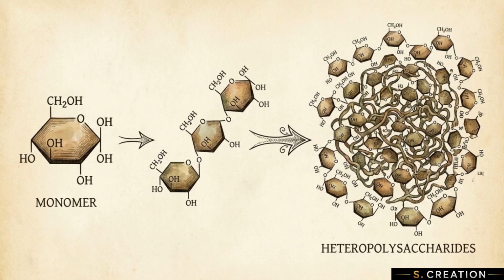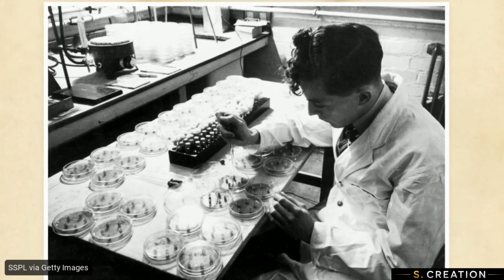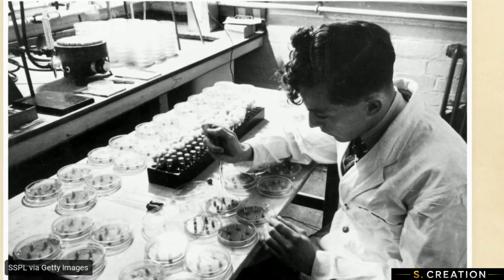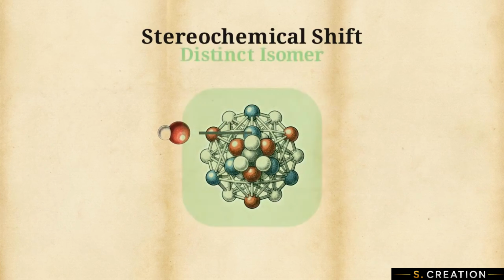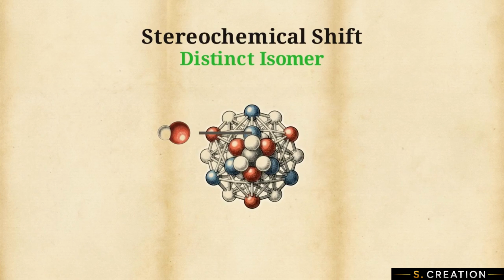To understand how this ratio builds biological matrices, we must track the architecture from its smallest monomer units up to complex heteropolysaccharides. Throughout this process, we will see how the physiological utility of a carbohydrate is dictated by microscopic variations in its stereochemistry and structural isomerism.